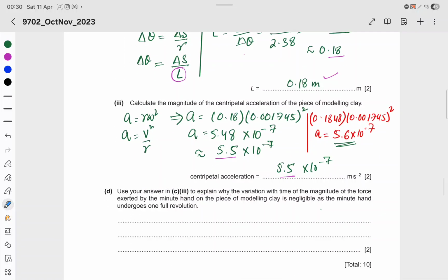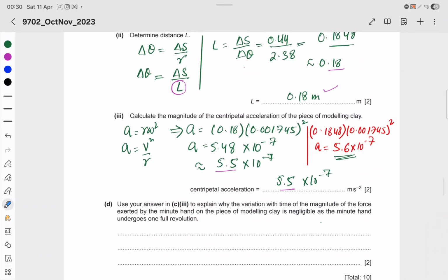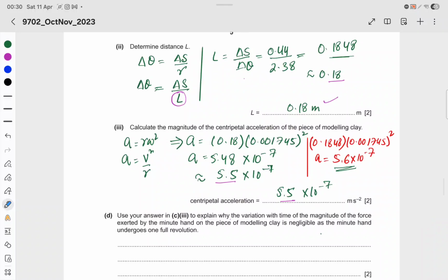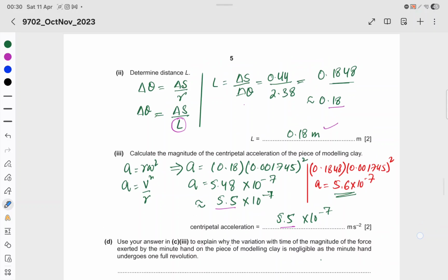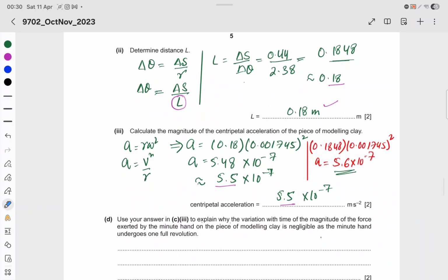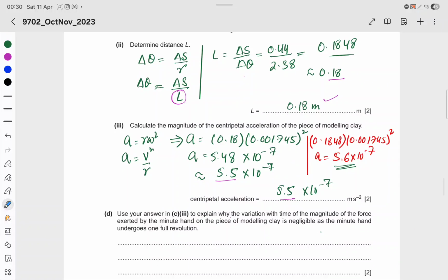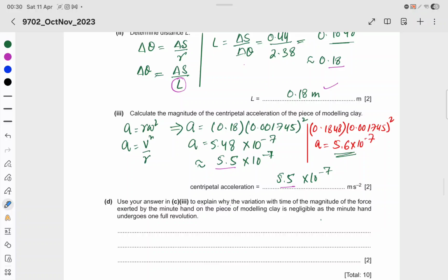Calculate the magnitude of the centripetal acceleration of the piece of modeling clay. We will use the formula a equals r omega squared. So a equals r, which is L, that we already found to be 0.18, and omega we found previously. In order to reduce the uncertainty, we use the actual value 0.001745. So we get 5.48 times 10 to the power minus 7. Again to 2 significant figures, it is 5.5. There is another way we could get the value of 5.6.